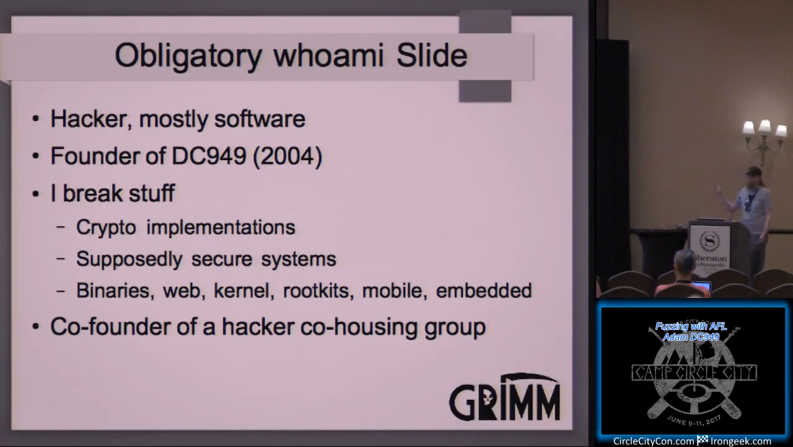So, the obligatory who am I slide. I'm a hacker. My name's Adam. I founded DC949 a long time ago. Yeah, I'm old. I break stuff. I've been doing a lot with crypto lately, high security apps, supposedly secure systems, and I've done lots of different types of stuff. And I've been founding a co-housing group in Urbana. So if you want to know about that, hit me up later. Enough about me.